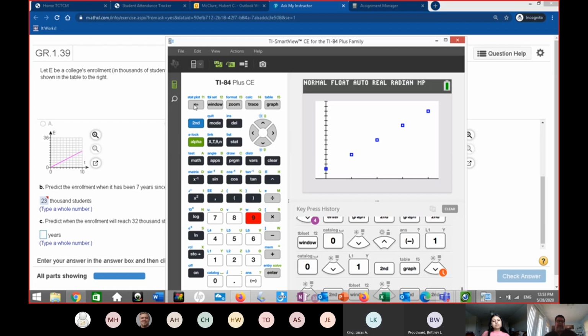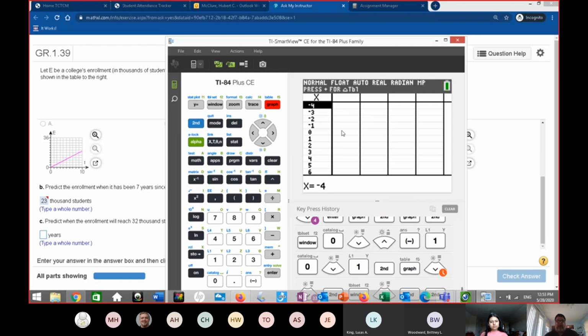So you can do it by hand. I don't know why it's doing it. When you hit second graph, it's supposed to give you values for Y. I don't know why it's not doing it. Okay.